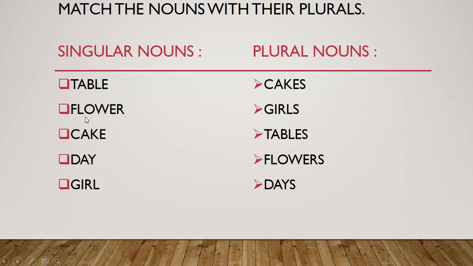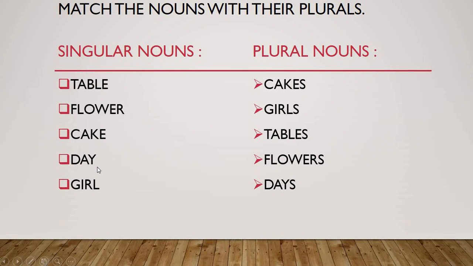Now can you say the plural form of flower will be cakes? No. If there are more than one flower, we don't say cakes. So can we say girls? No. Tables is already booked here with table, so just ignore this option. So can you say the correct plural form of flower will be flowers? Yes, obviously. We just have to add s again. Same thing with cake. Can we say cakes? Yes, we can. So cake will be matched with option number 1, cakes.